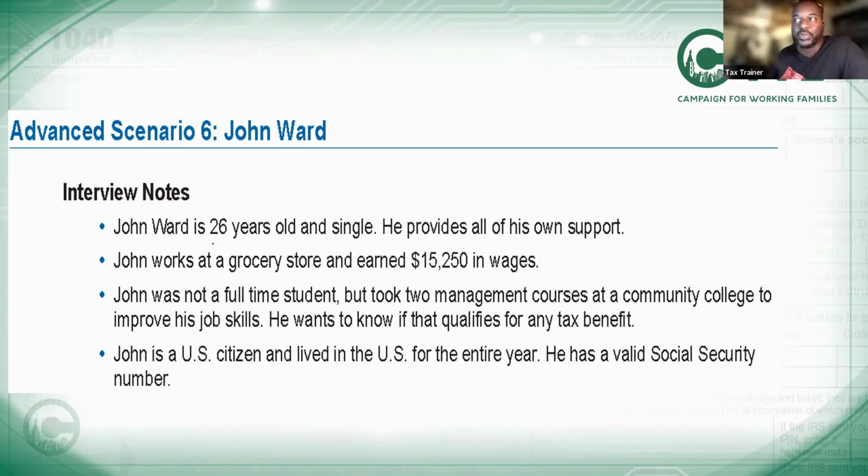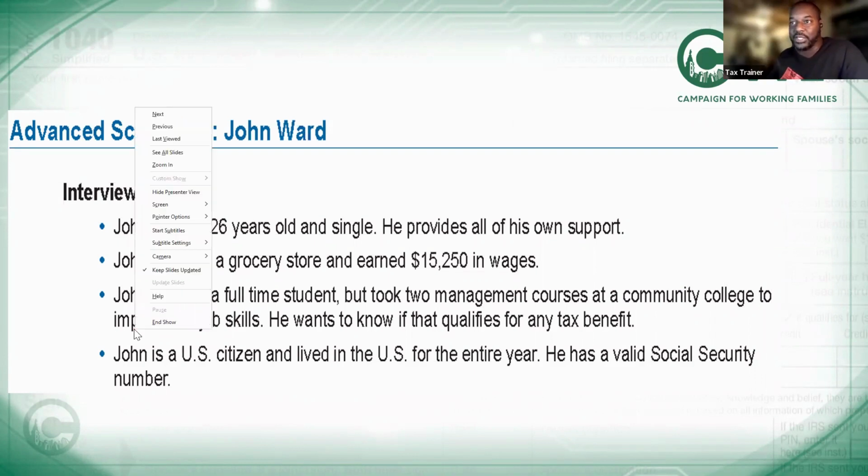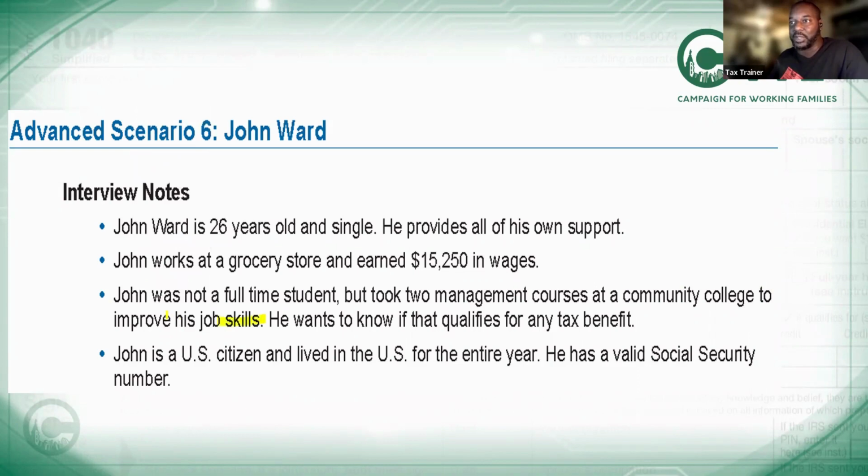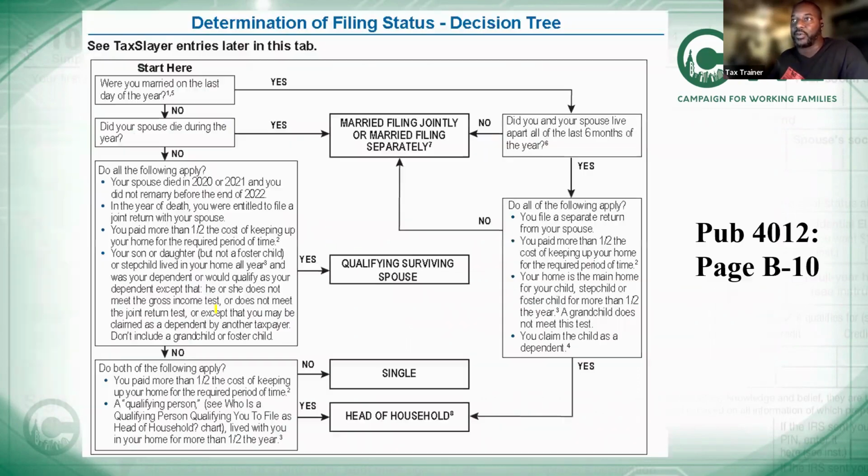He works at a grocery store, made $15,000. John was not a full-time student, but he took some little one-off classes, and he wants to know if he gets a tax benefit for taking his management class, and it improved his job skill, right? So he did it to improve his job skill. So let's keep that in mind as we go through this. This one is pretty straightforward.